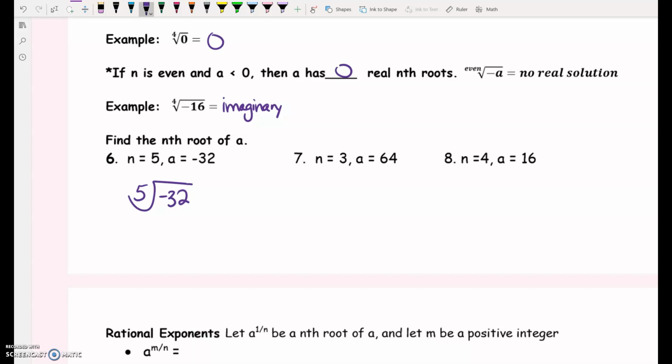In your scientific calculator, you would want to type 5. And then on the scientific calculator that most of us have, we push second and then this caret button, because above that it says x root. And then you type in -32. So on your scientific calculator screen, it should look like 5 and then the little x root symbol and then -32. And our answer is -2.